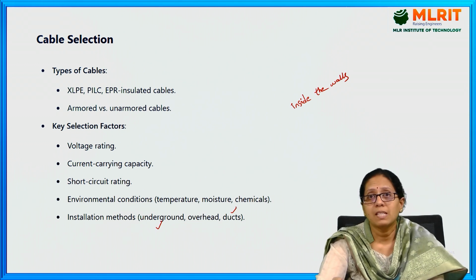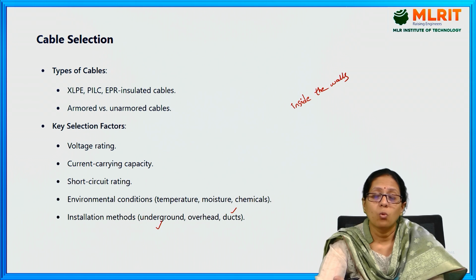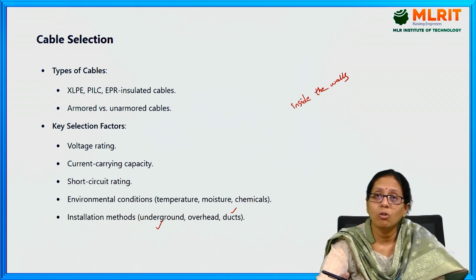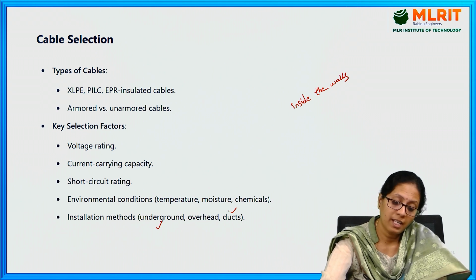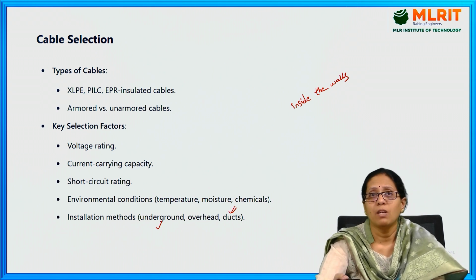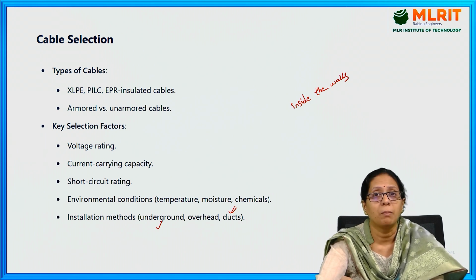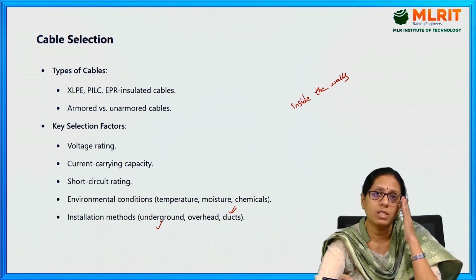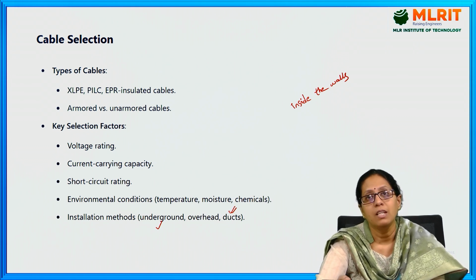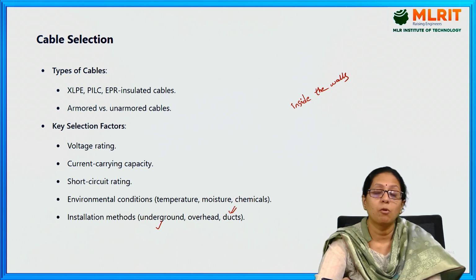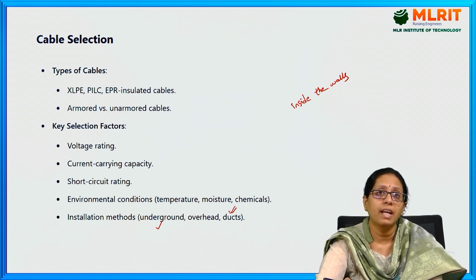So the cables can be installed in the transmission line, that is overhead lines, and it can be installed underground, that is below the earth, or in the ducts, that means inside the walls. So for any type of condition, for any type of temperature as well as moisture or chemicals, the cable should withstand and it should supply the power or the voltage. So these are some of the key factors for selecting a cable.